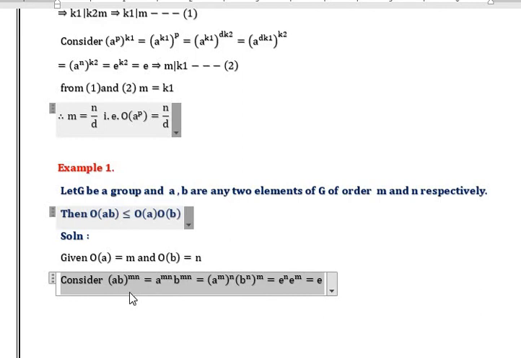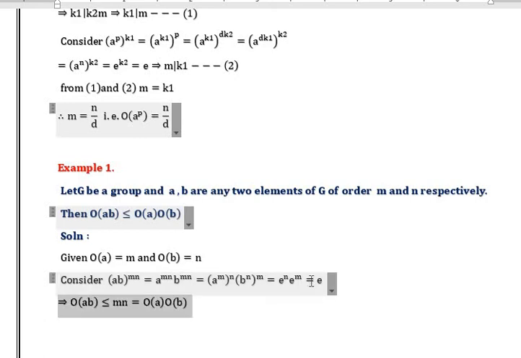Now consider AB to the power of mn, which is equal to a power of mn into b power of mn. A power of mn can be written as a power of m whole to the power of n, and b power of mn is b power of n whole power of m. Now by the data, we know that order of a is equal to m, order of b is equal to n. Therefore a power of m is equal to e, b power of n is equal to e. So we get e power of n into e power of m, which is equal to identity element e.